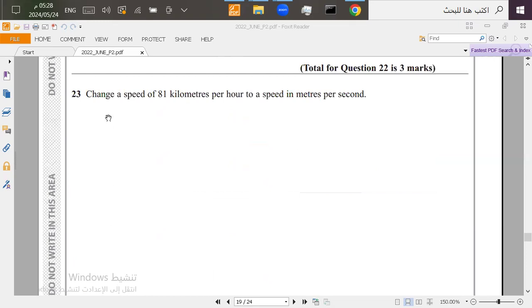Question 23. Change a speed of 81 kilometers per hour to a speed in meters per second. So we're going to change the speed from kilometers per hour to meters per second.